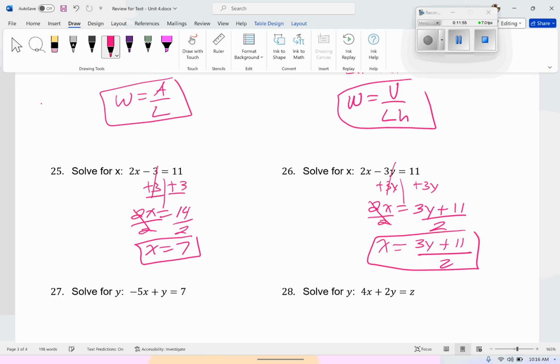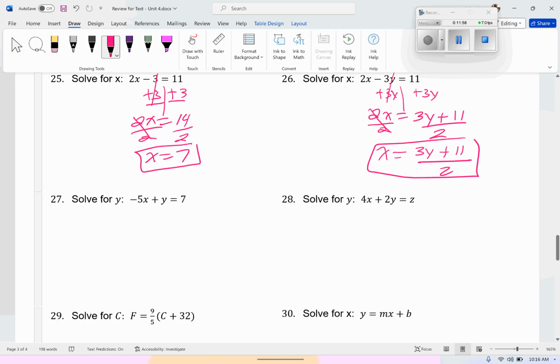For problem number 27, we want to solve for y. I'm going to add 5x to both sides. Those cancel, so y equals 5x plus 7. It's positive 7 in the original problem, so put a plus sign.